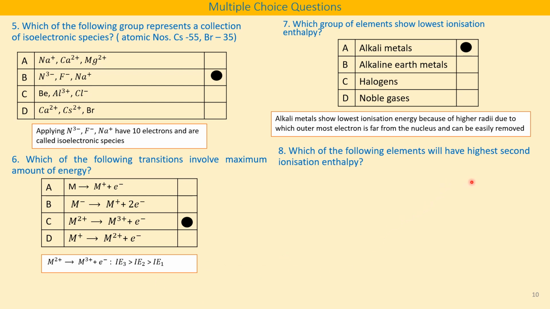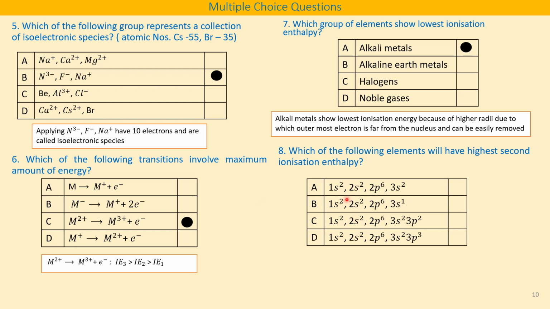Which of the following elements will have highest second ionization enthalpy? Please read the question once again. Option A, 1s2 2s2 2p6 3s2. Option B, 1s2 2s2 2p6 3s1. Option C, 1s2 2s2 2p6 3s2 3p2. Option D, 1s2 2s2 2p6 3s2 3p3. So please pause the video and read the question once again. I will give the correct answer.